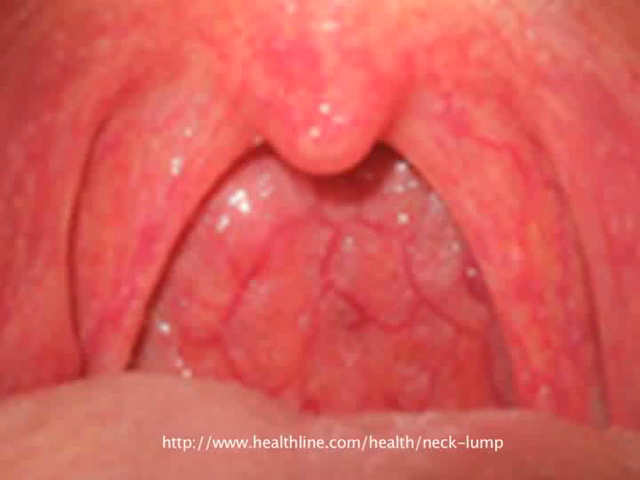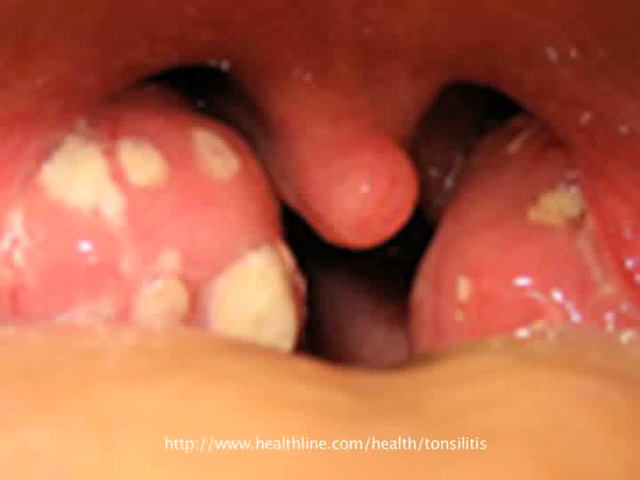We also look at the palate. The hard palate and the soft palate, as I've already mentioned, for any infection or any trauma to the palate. We look at the throat, especially the posterior pharyngeal wall, to see if there is any swelling or any redness. We look at the tonsils and see if there's any enlargement of the tonsils and any redness around the tonsillar pillars.